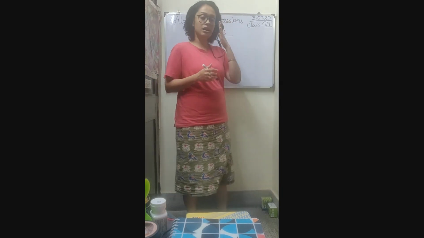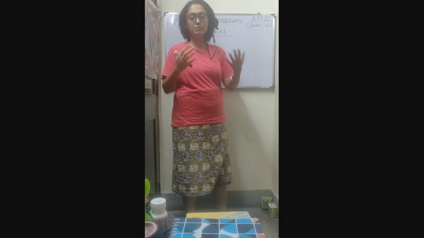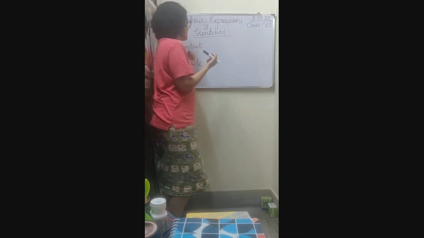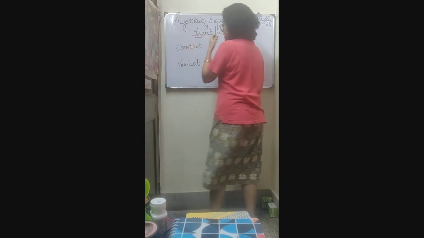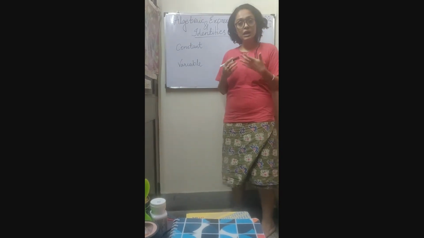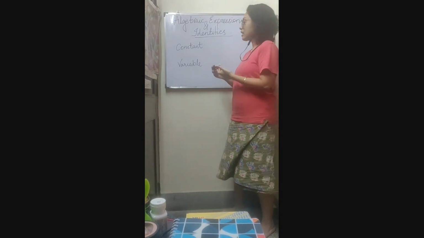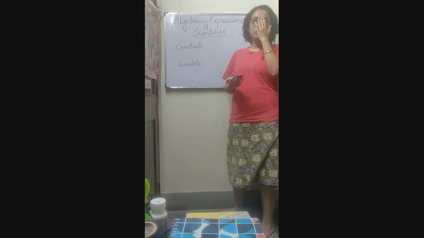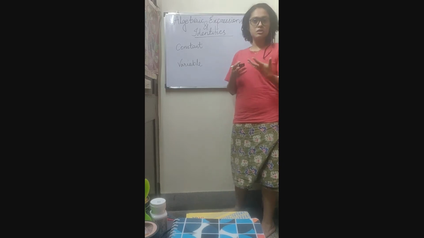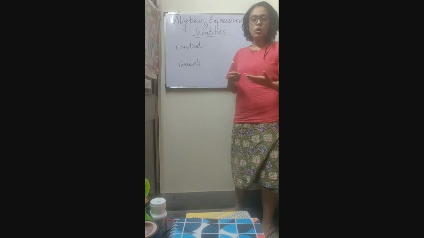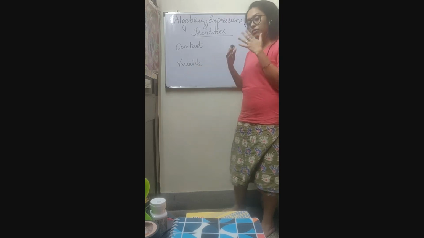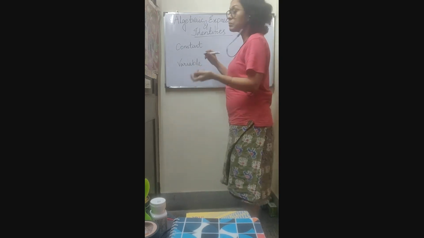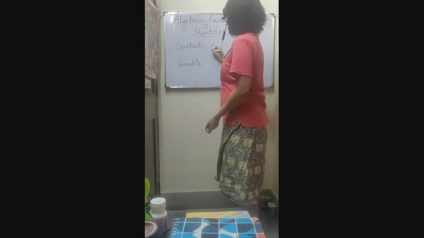Algebraic expressions are denoted by two symbols. One is the constant, another is the variable. Now, a constant is any symbol whose value doesn't change, and a variable can be a symbol or a literal or an alphabet whose value keeps on changing. It's variable, as the name suggests. Let me give you an example, so it will be clear.